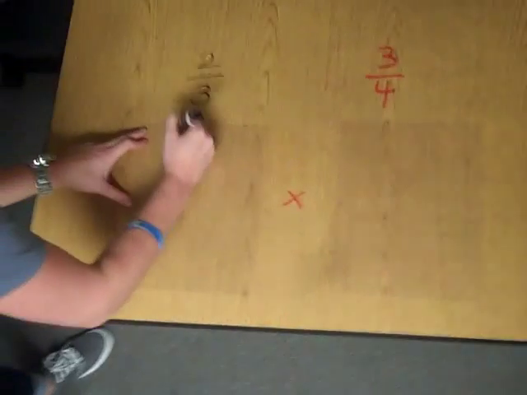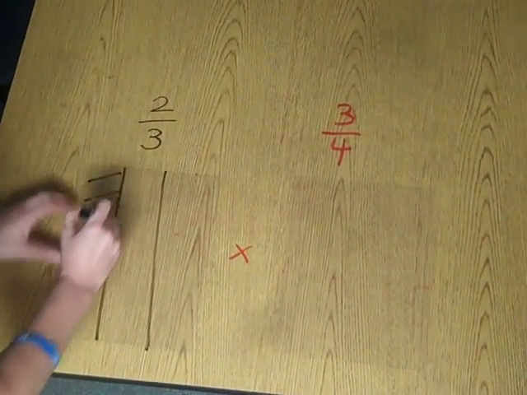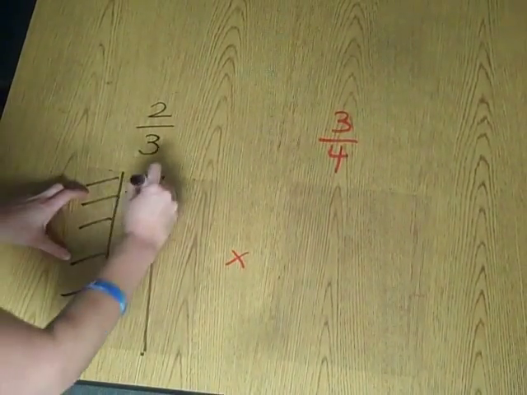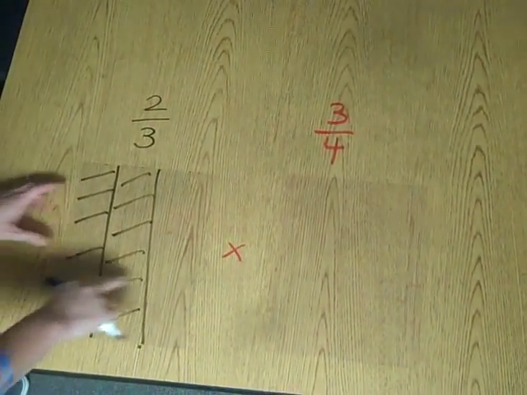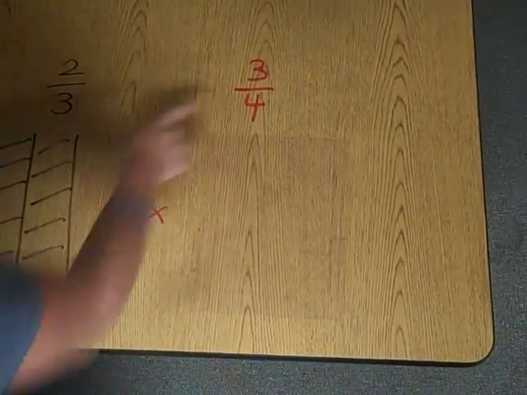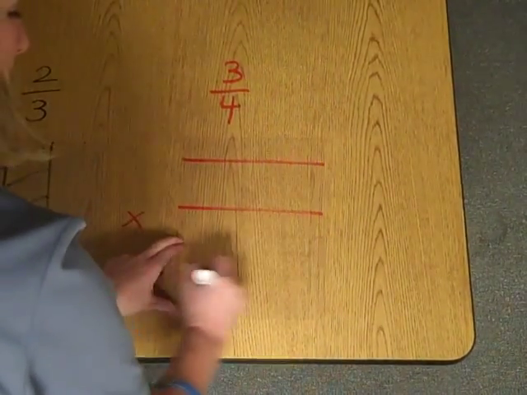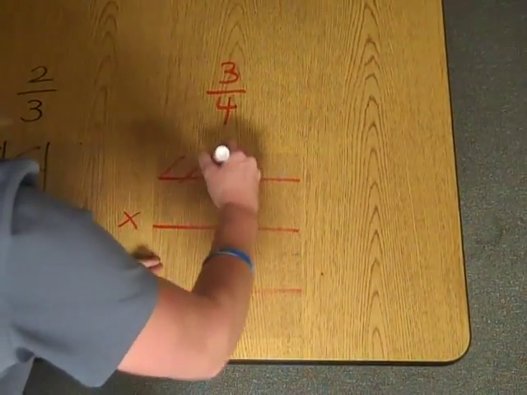With my columns, I have 3 equal pieces. I'm going to draw 2 lines and show 2 out of the 3, 2/3. Here I'm going to draw fourths because my denominator is a fourth. I'm going to draw 1, 2, 3 lines and show 3/4.